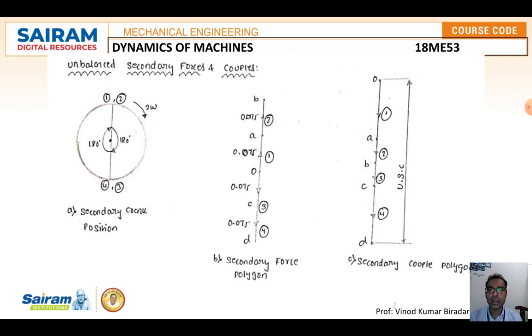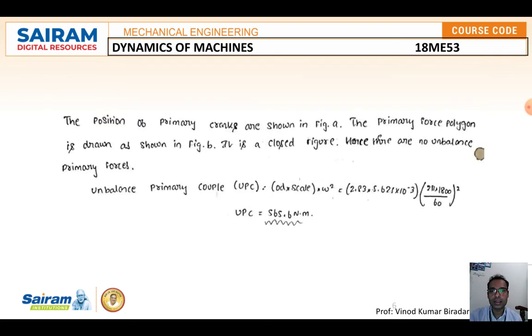Here you have to multiply the angle theta by 2, since the secondary rotates at 2 omega. So if you multiply, you get the position of the secondary crank. The angle from 1 to 4 is 90 degrees, and again the next one is 90 degrees. You have to take the two values here. Better to look at the diagram.